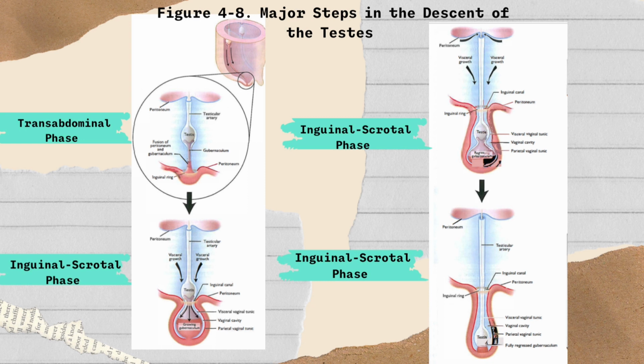Figure 4-8. Major steps in the descent of the testes. Growth and subsequent retraction of the gubernaculum causes the testes to descend from the level of the 10th thoracic vertebra into the scrotum.